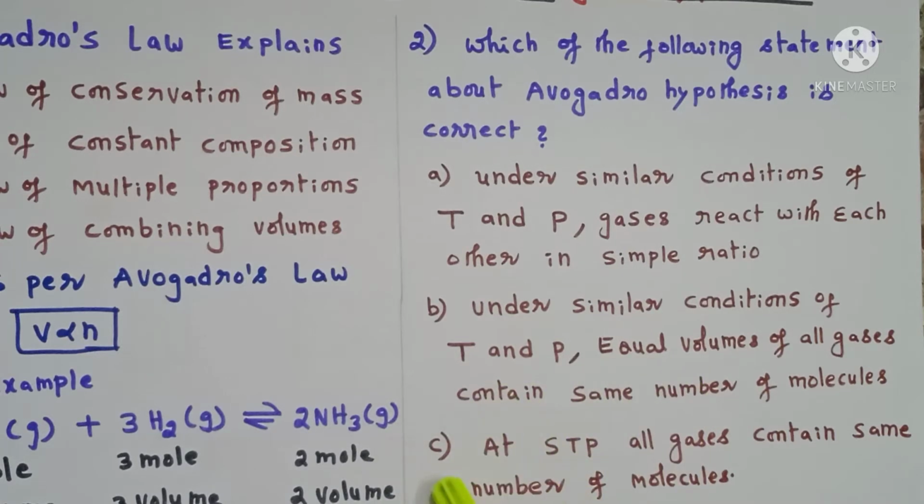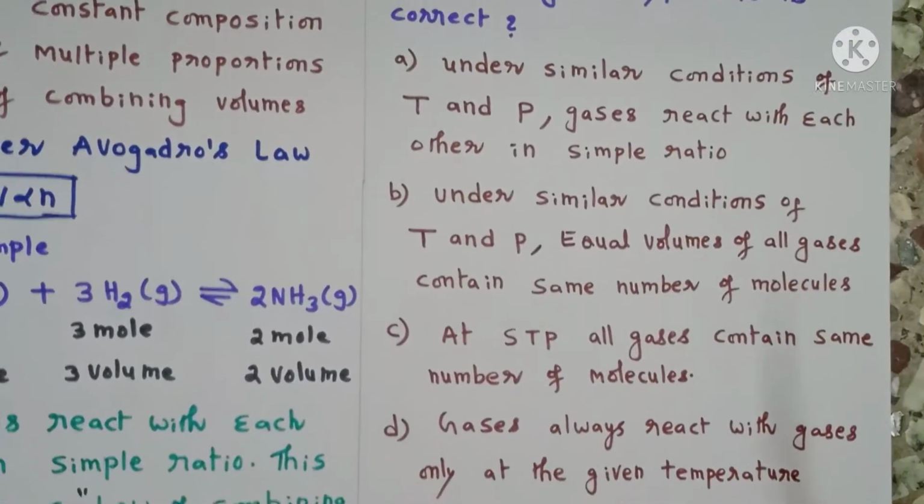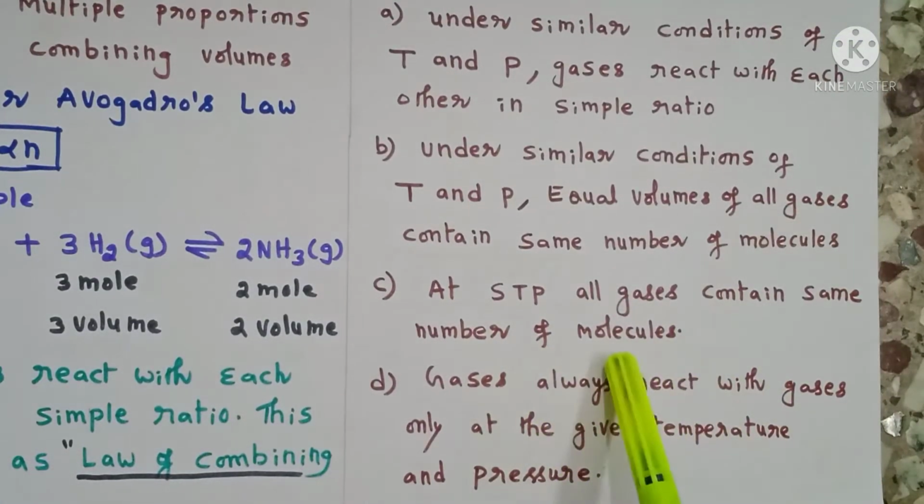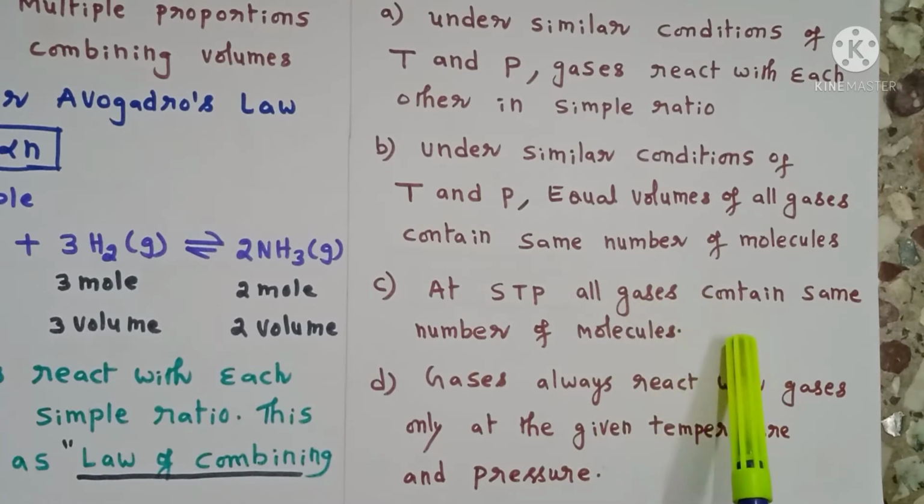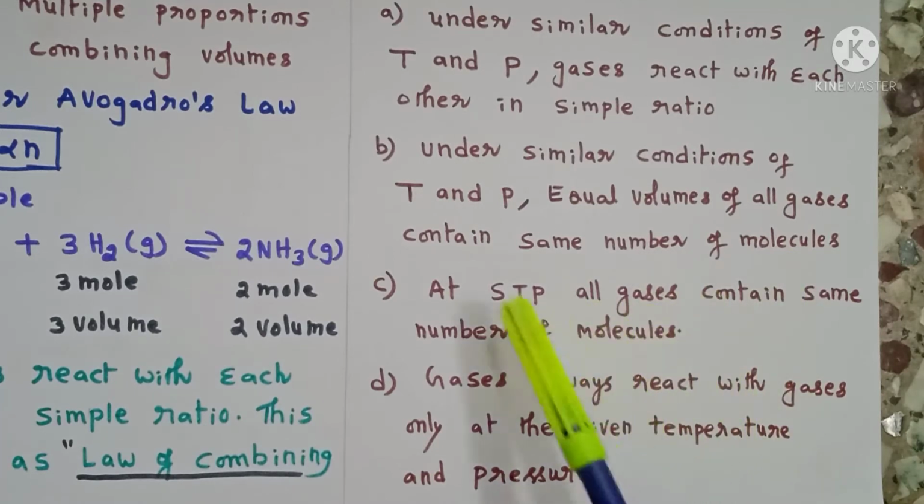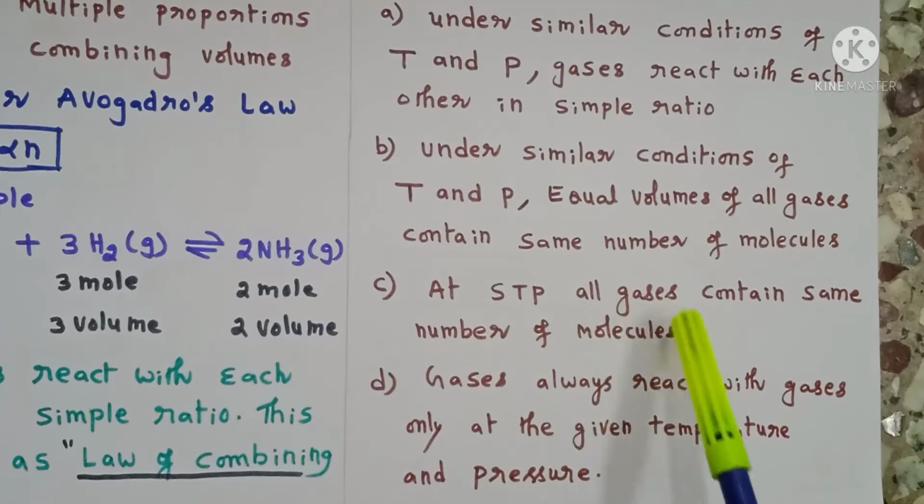Now coming to the third option, at STP, all gases contain the same number of molecules. No, this is also a wrong statement. At STP, equal volumes of two different gases have the same number of moles and the same number of molecules. But here equal volumes are not given. That's why it is the incorrect statement. Now coming to the last option, gases always react with gases only at the given temperature and pressure. This does not come under the Avogadro hypothesis either, so this statement is also not correct.